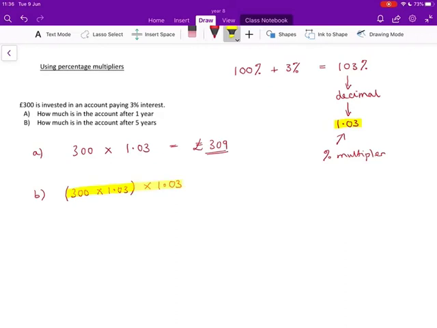For the third year, we're going to take what we had at the end of the second year and multiply it by another 1.03. So that's the amount after 3 years. Then we're going to multiply it by another 1.03 to get the amount after 4 years. And then for the end of the 5 years, we're going to take what we've got at the end of 4 years and multiply by another 1.03.